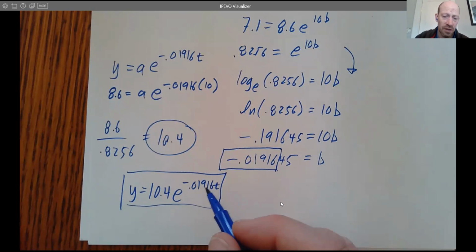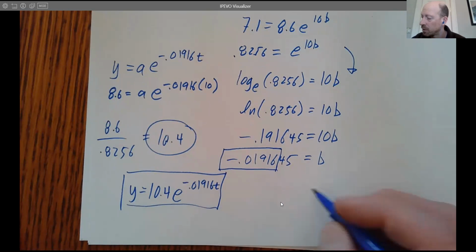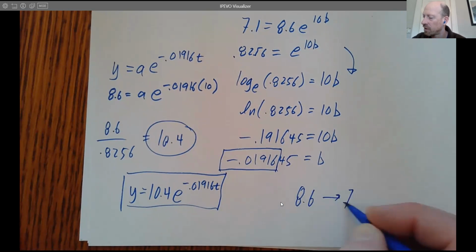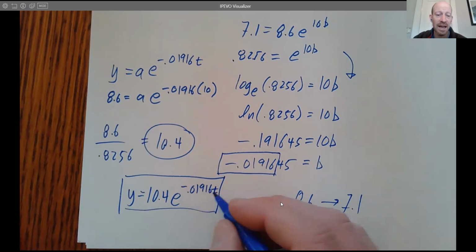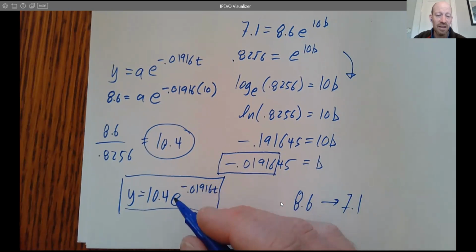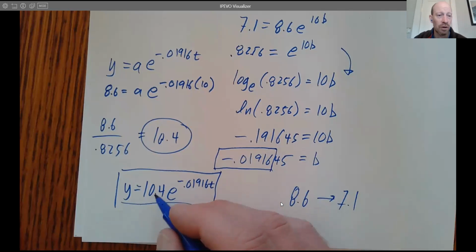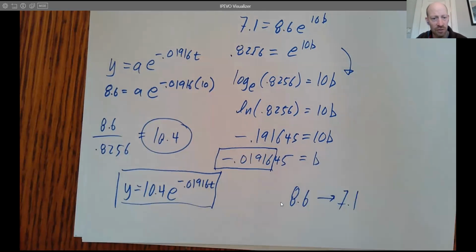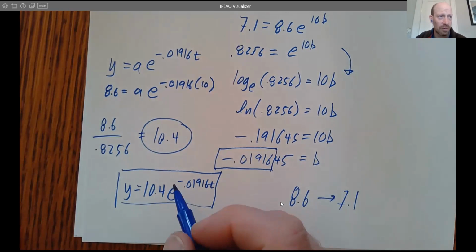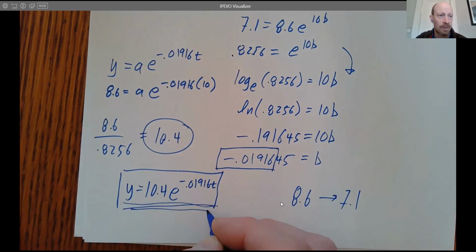And this number makes sense to me because my population, remember, went from 8.6 to 7.1, so it's getting smaller. So this value should be a negative. And when t equals 0, notice this whole expression is 1. So I get 10.4. So this is the value when t is 0, which is good. That is bigger than 8.6, right? Because the population is going down. So this question asks me for the exponential model, and this is what I want to find.